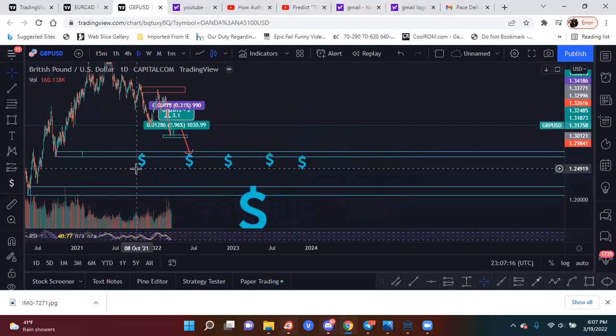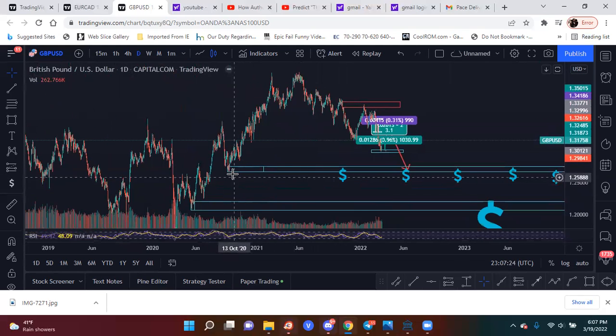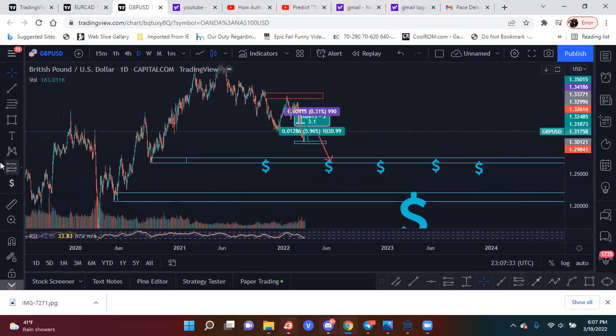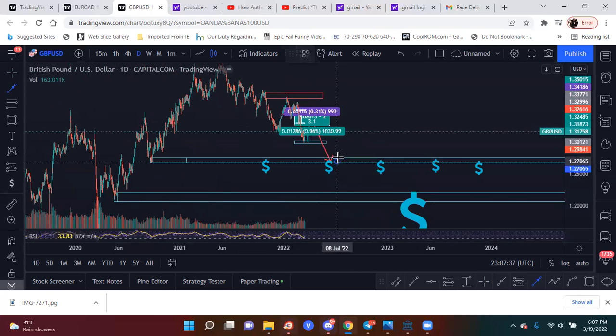Now, if it comes right here, look what happened. It shot all the way to the moon. Not saying it's going to do it again, but this is one of those things. The further away it is from an order block, that means the next time, you bet your bottom dollar, the next time it comes down here, it's going to be major because it collected all that liquidity.